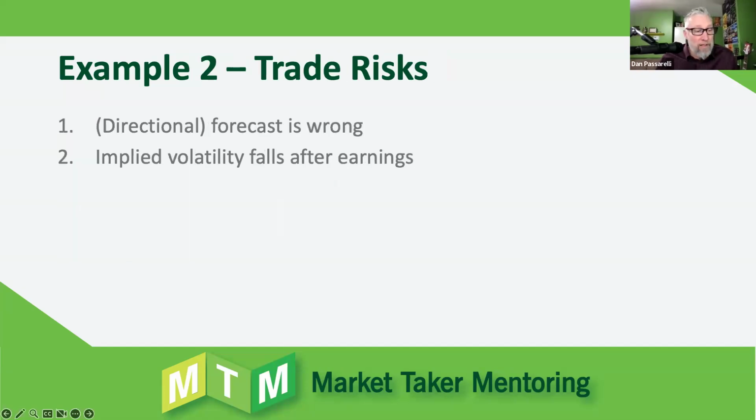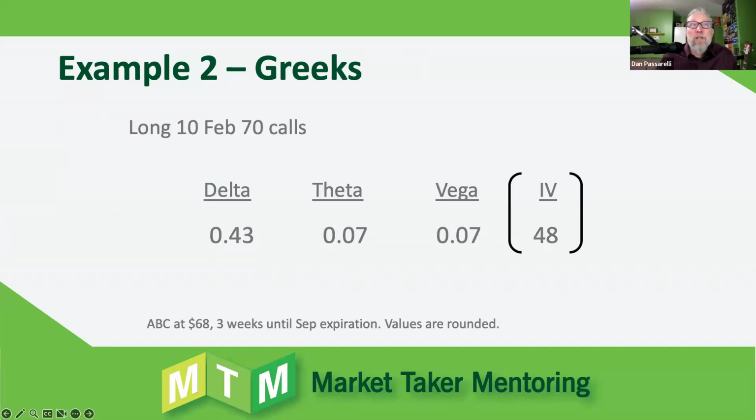So just like the Apple story, right? What are my risks? Well, the stock could go down. And it's just one day that she's planning on holding this trade. So theta is not really a super important thing, but implied volatility is. So she's got a delta of 43, a theta of 7 cents, and a Vega of 7 cents, incidentally. And the implied volatility is 45.